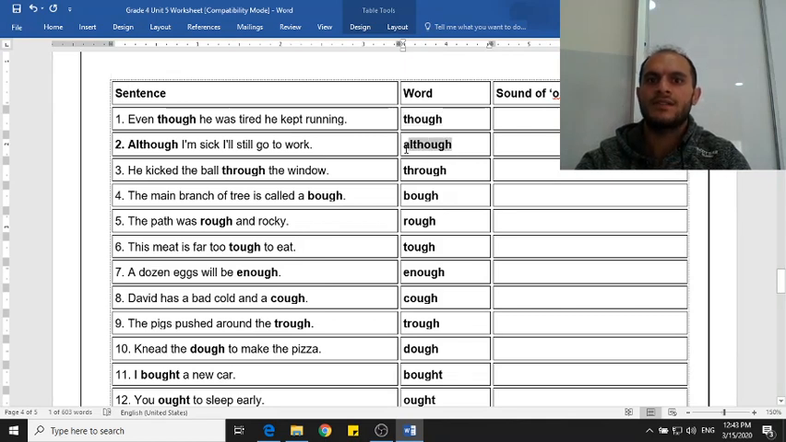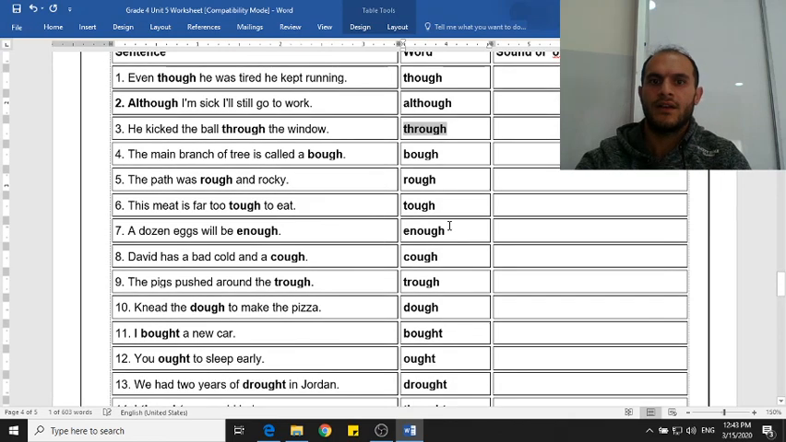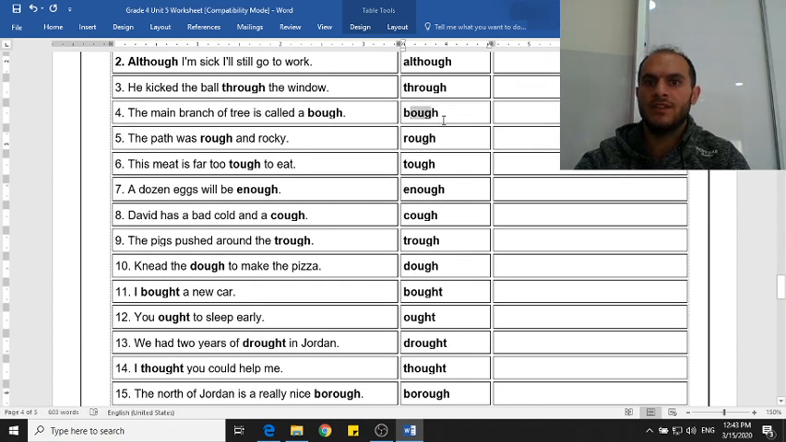This word is although. Correct. This one, through. Correct. This one is ball. Ball. So the GH, the OUGH here is almost an O sound. It's just an O sound. Ball. This word is different, although it's almost the same, just one letter, but it's different.